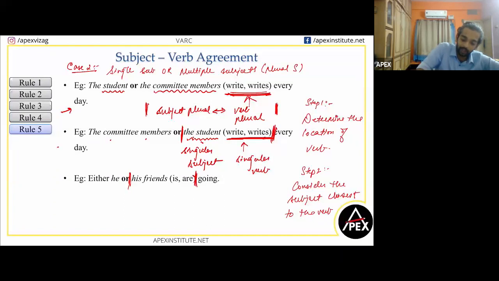So can you quickly tell me the answers for 1, 2, and 3? What about the third one, guys? Yes. So it'll be the committee members write, then it'll be writes, and then it'll be are. Okay, so it'll be write, writes, and are. Are we clear so far? Any doubts anywhere? Is this easy to follow?